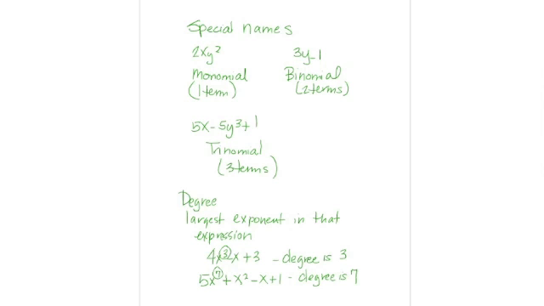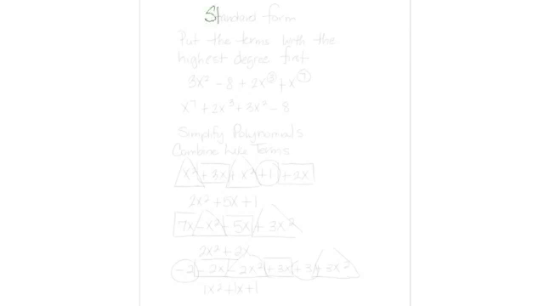Polynomials are also written in standard form. The standard form for writing a polynomial is to put the terms with the highest degree first. So I'm going to write here, put the terms with the highest degree first.